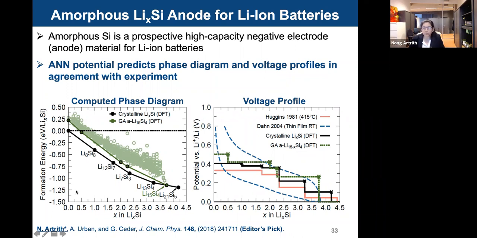That's why I only show the DFT results here in the figures. And on the right, the predicted voltage profiles from our calculations are also in good agreement with experiments, like you can see here. Our DFT calculation is at 0 Kelvin, but the experiment really depends on the experimental conditions. In this case, this is 415 degrees Celsius, and the blue one is at room temperature.